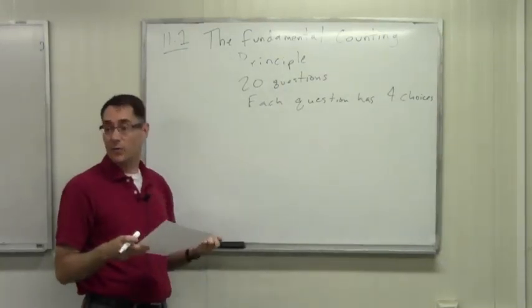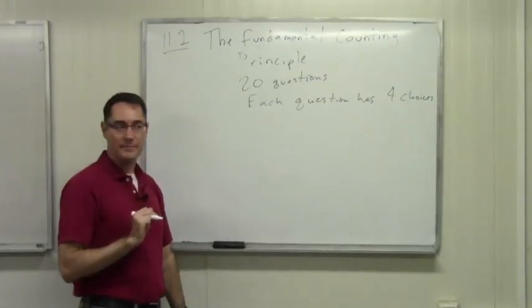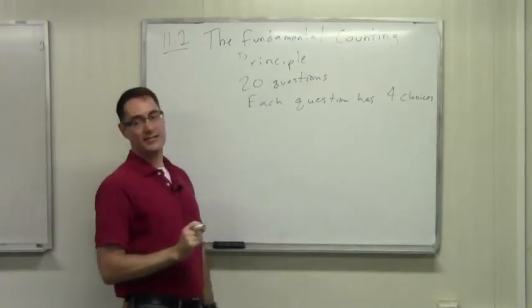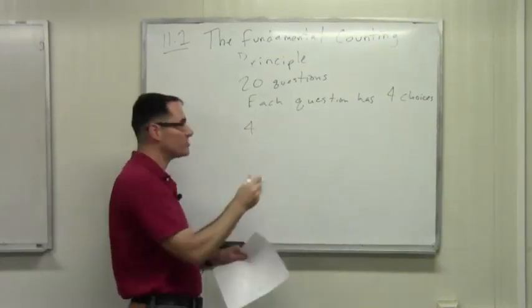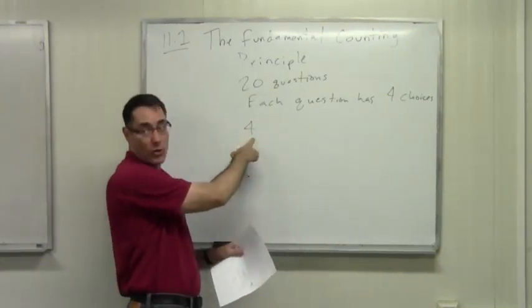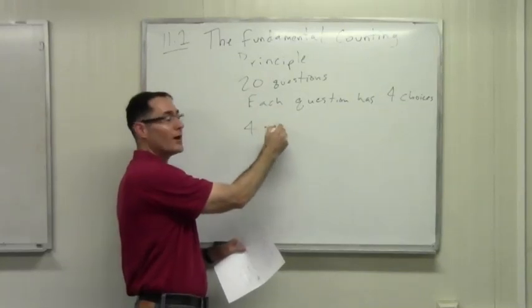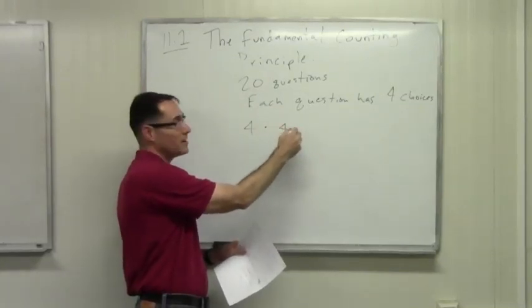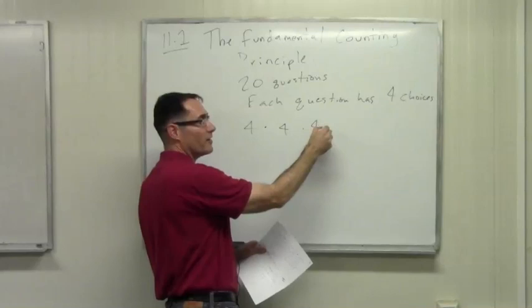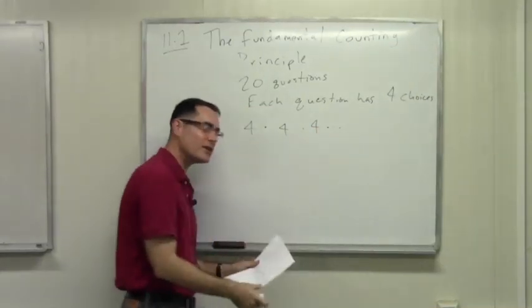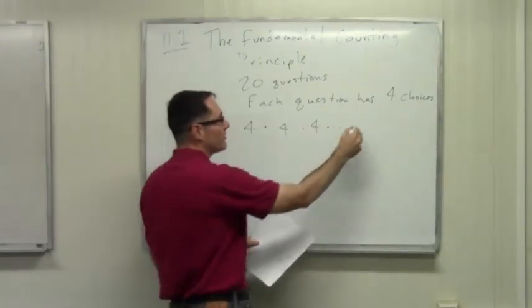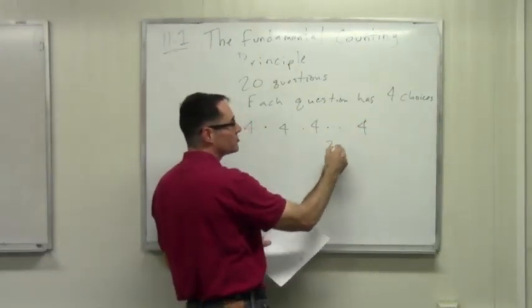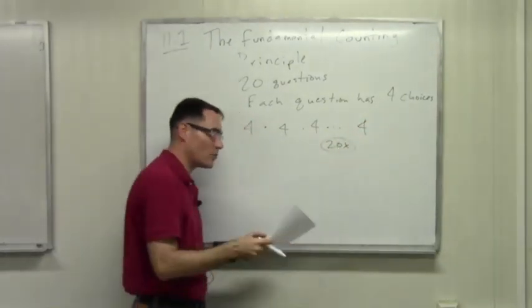You might say 80 different ways, right? But each question has how many choices? 4. There's 4 choices per question. The first question you can do 4 different ways. The second question you can do 4 different ways. The third question, 4 different ways. Dot, dot, dot. It's a little bit tricky. All the way up to the last question, 20 questions in total, right?